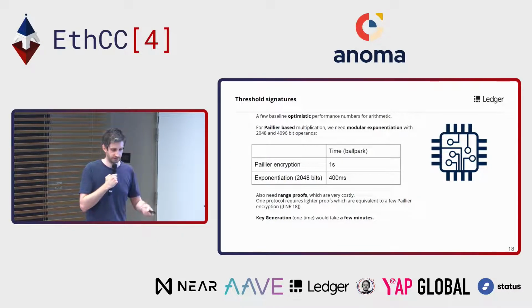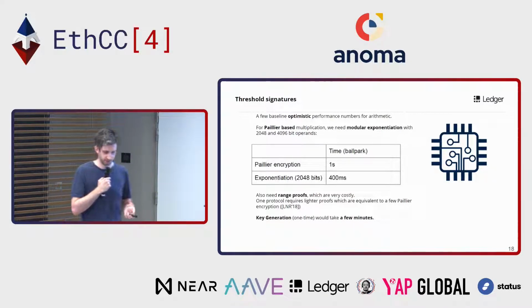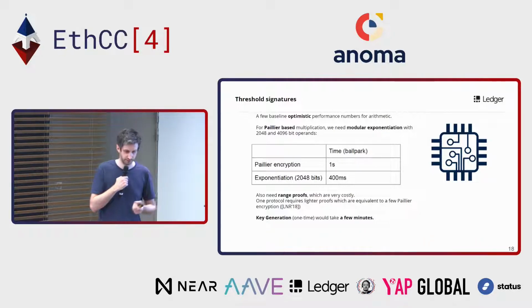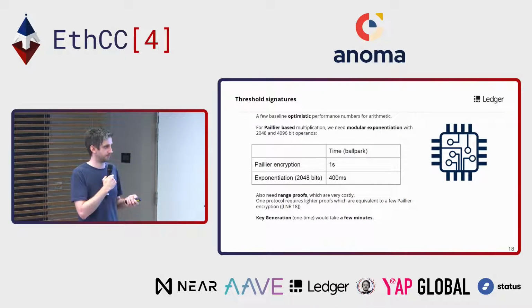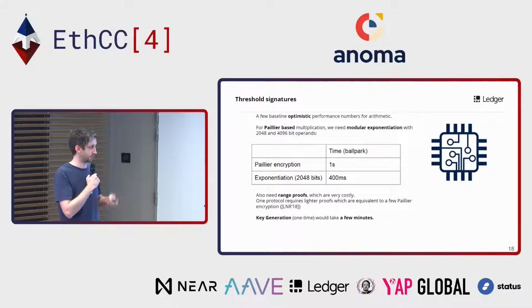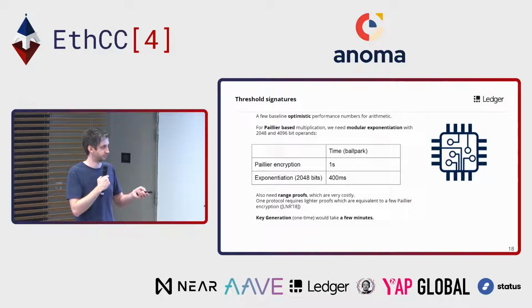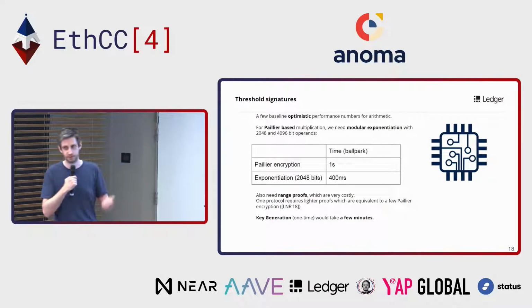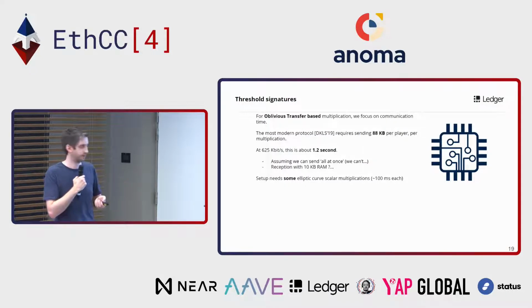The other operation that you need, I think this is for the range proofs in the middle, is modular exponentiation with half the size of the operands, at 400 milliseconds. So as I said, there are some range proofs that are the real bottleneck in computation time for most of the protocols, but there's one protocol that makes light use of them and provides numbers, so we're going to use that one as an estimate. Key generation, which is not really interesting here because it's a one-time thing, would take a few minutes, which is actually quite slow, but it doesn't matter.